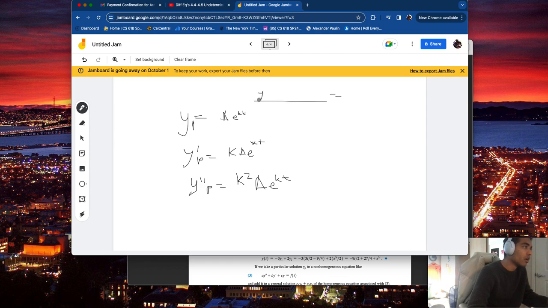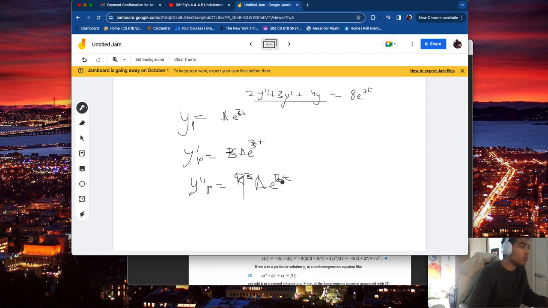Let's say you have 2y'' + 3y' + 4y = 8e^(3t). So over here, instead of writing k, I would write 3, and then I would make this 3, and then I would make this 9, and then I would make this 3.